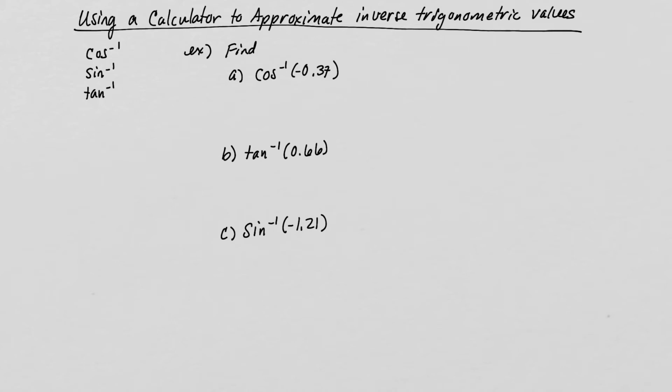So when we're doing these problems, we're going to put our calculator in radians. Unless it specifically asks us for degrees, we're going to assume it's radians. So if I hit that inverse cosine button, and then I put in negative 0.37, this would end up being equal to 1.949... And if we were rounding to the nearest hundredth, in this case, it would be 1.95.